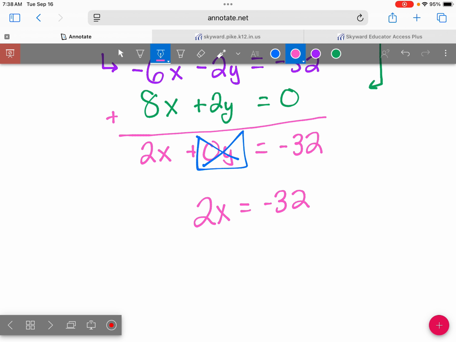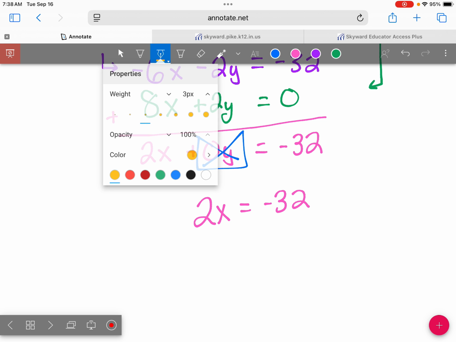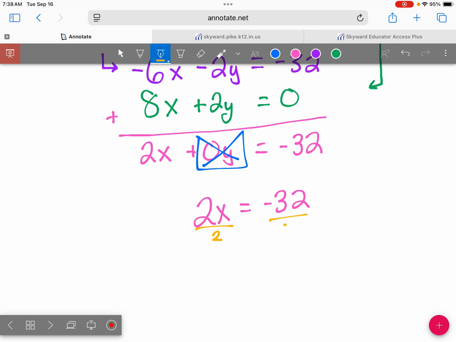So how can I figure out what my x is going to be? Divide by 2. Now I take this side and divide by 2, and this side and divide by 2. So what does our x equal? Negative 16. So we know what our x is going to be. X is going to be negative 16.